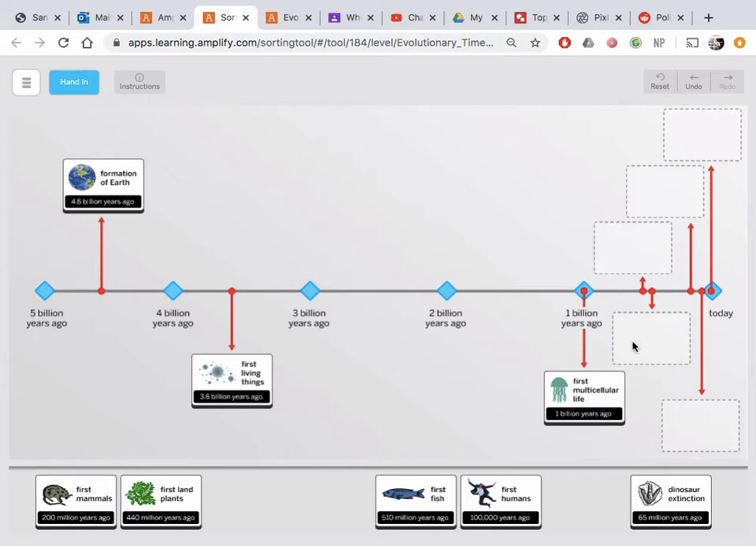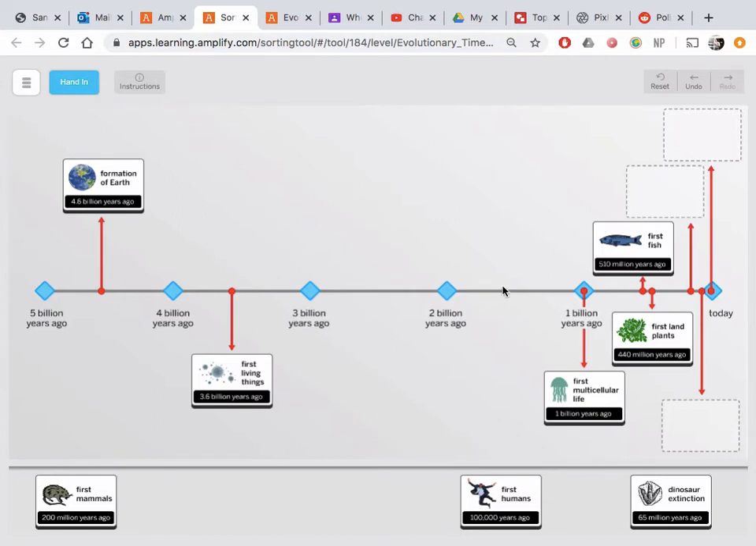Next one. Or we could actually do... No, I won't go to most recent. Let's go to 510 million years ago. The first fish appeared. Fish dominated the Earth for a while during the Devonian era. Let's keep moving.